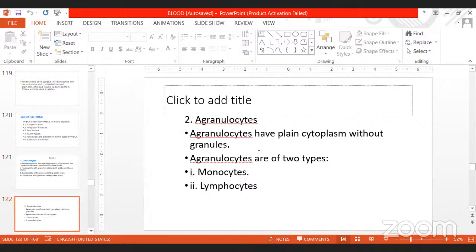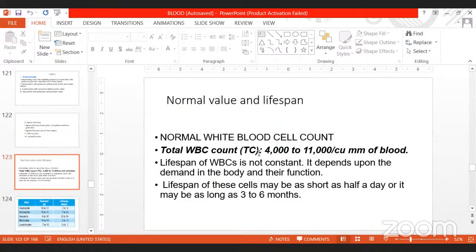And agranulocytes are comparatively plain, with no visible granules. If granules are present, they are very minute. That's why they are known as agranulocytes, which have almost plain cytoplasm without granules. There are two types, monocytes and lymphocytes.